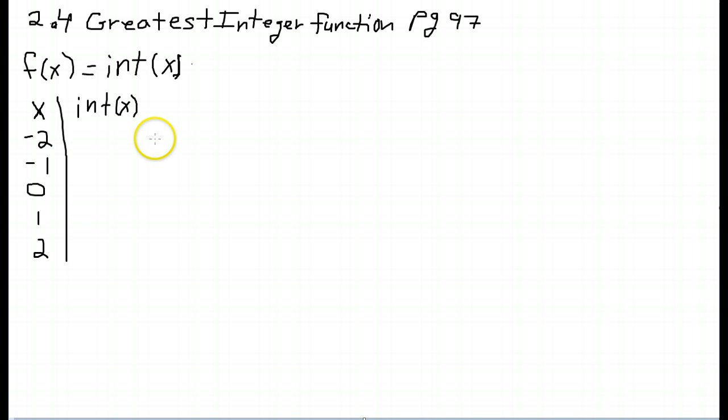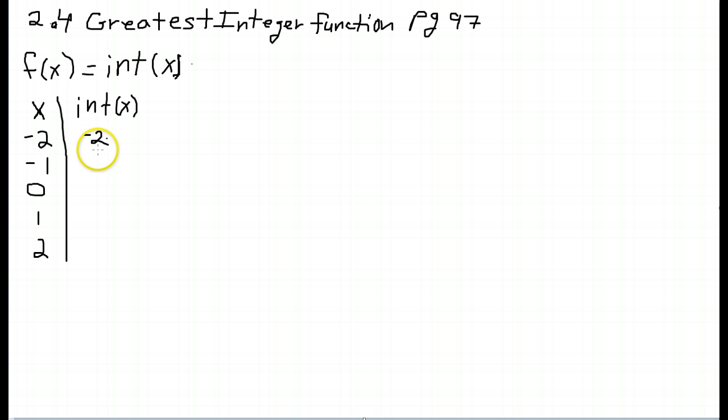Now, for a greatest integer function, it means every value, it's like you chop off the decimal point. So if I were to plug in -2 for x, the greatest integer would be -2. If I were to plug in -2.1, it would still be -2. It's like you chop off the decimal. And if I were to plug in -2.2, it'd still be -2. All the way up to -2.9, it would still be -2.